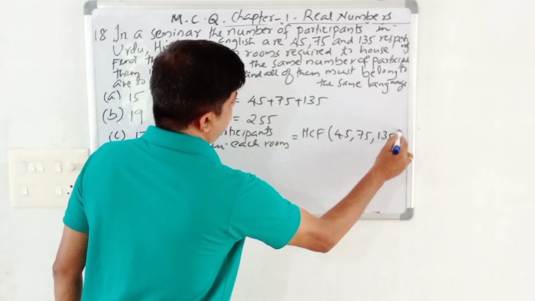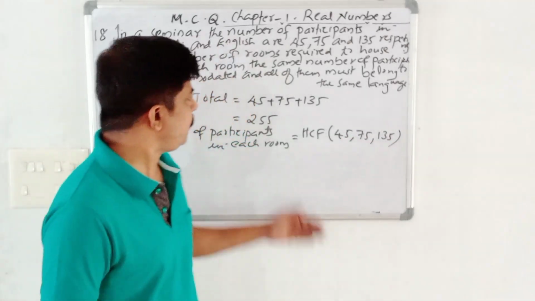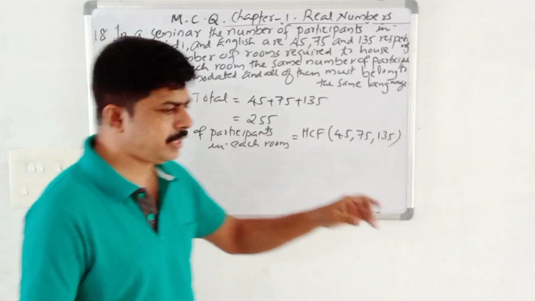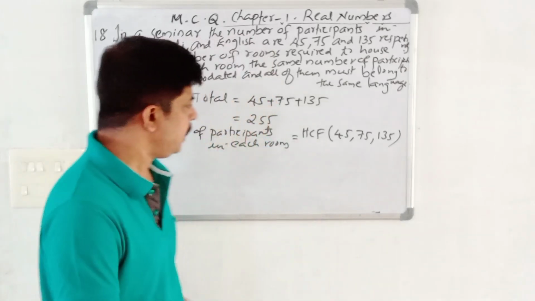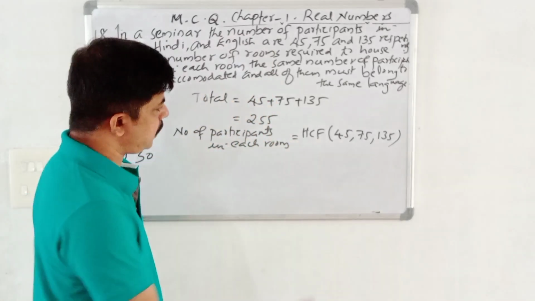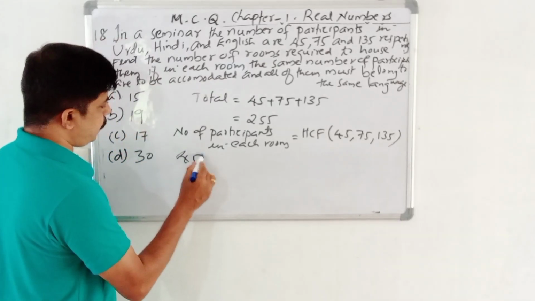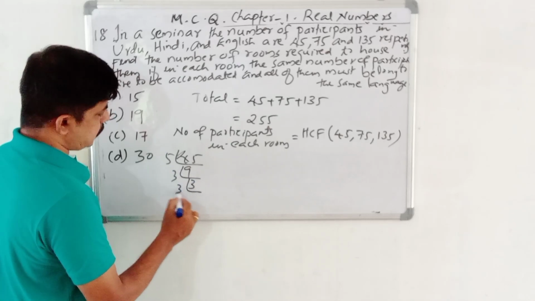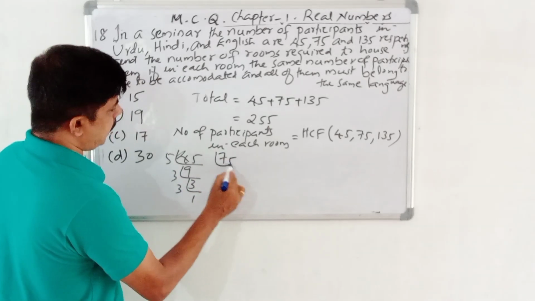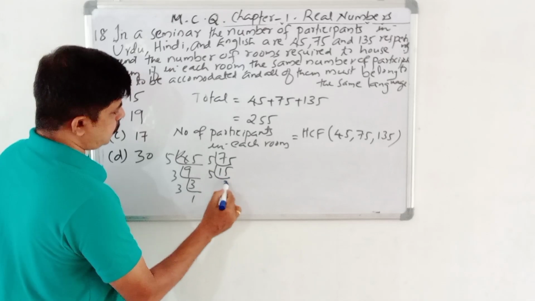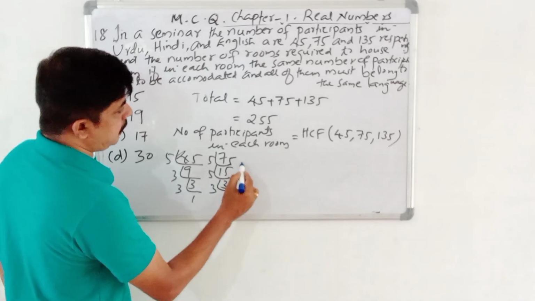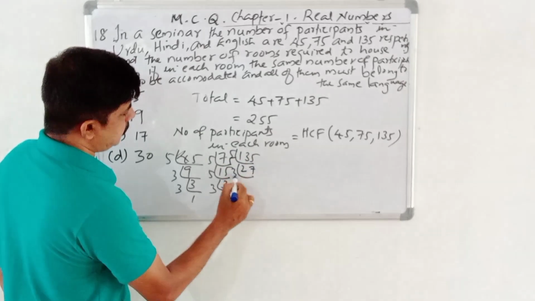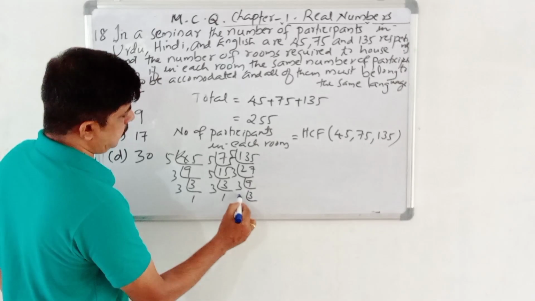75, 135. Before we find how many rooms are required, first we have to find out in each room how many participants should be there. Therefore, we find the HCF of 45, 75, 135. We are doing the prime factors method. Write it in exponential form.